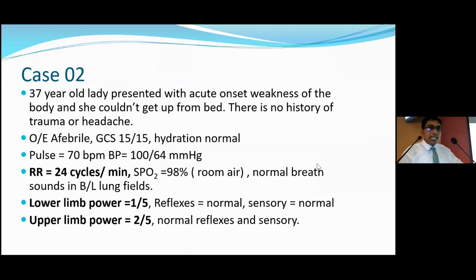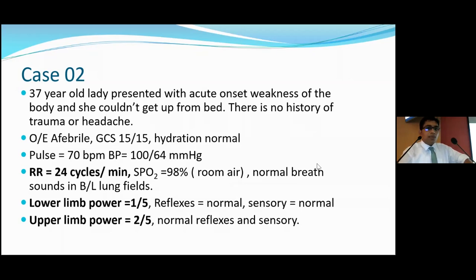The second clinical case is a 37-year-old lady who presented with acute onset weakness of the body and she couldn't get up from the bed in the morning. There is no history of trauma or headache. On examination, she was afebrile, her conscious level was normal and her hydration was adequate. Her pulse rate was 70 beats per minute and her blood pressure was 100/60.